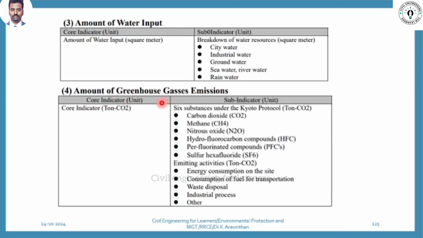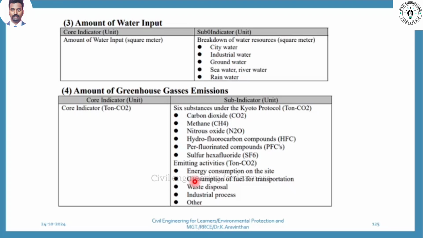Fourth one, greenhouse gas emissions. In order to manufacture a single product, how much CO2 do they burn? That is the indicator here: amount of greenhouse gas emission. What are greenhouse gases? Carbon dioxide, methane, nitrogen oxide, hydrofluorocarbons, etc. These are released during manufacture. They measure this using a parameter called core indicator, which is in tons of CO2. And emitting activities, energy consumption, consumption of fuel, not only during the manufacturing process.